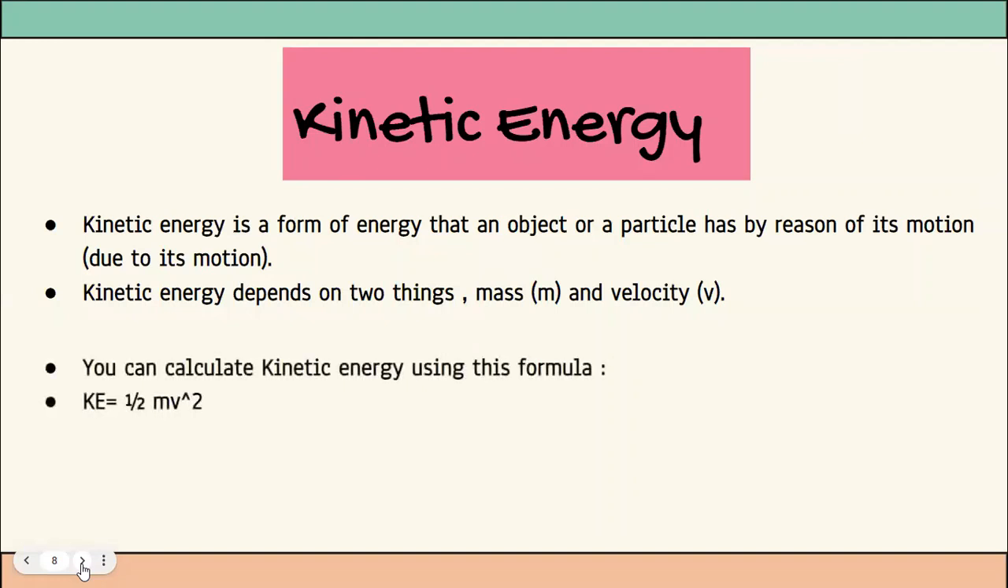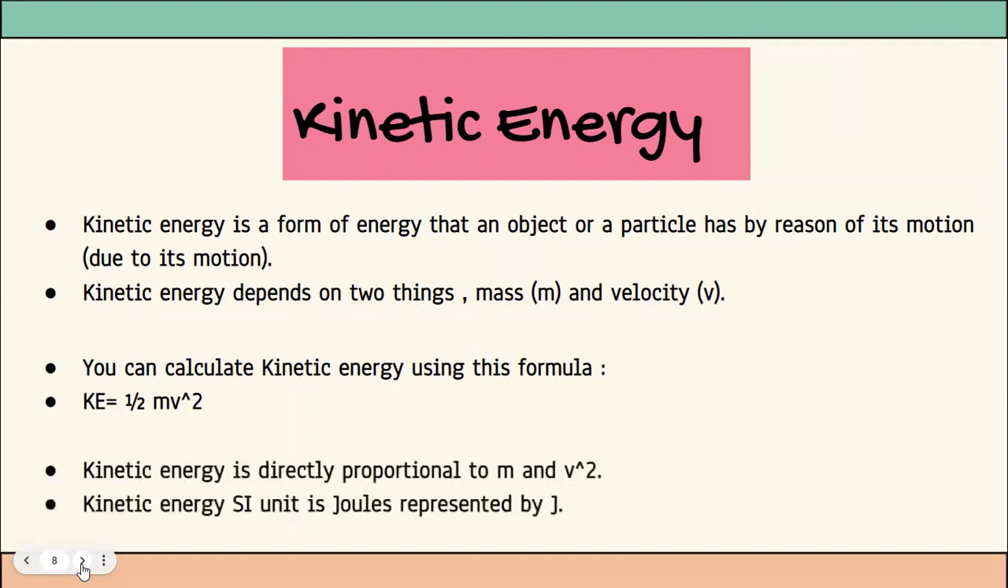You can calculate kinetic energy using this formula. KE, which is kinetic energy, equals half times m, which is mass, times v squared, which is velocity squared. Kinetic energy is directly proportional to m, mass, and v squared, which is velocity squared. Kinetic energy SI unit is joules, represented by capital J.